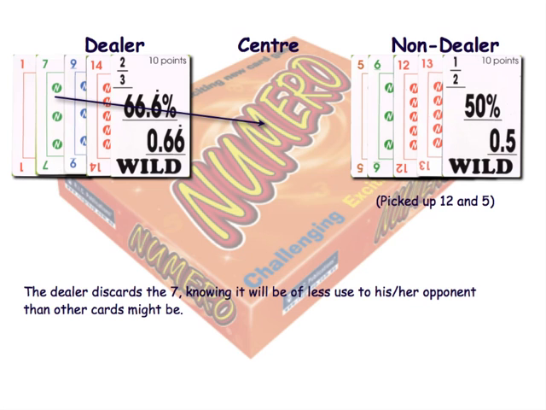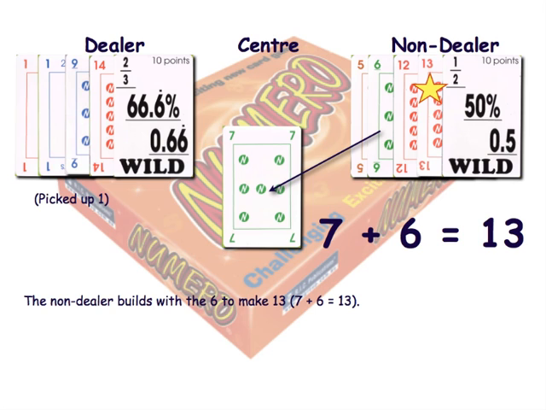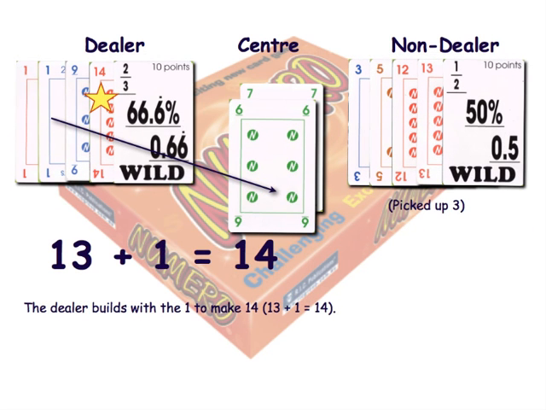The dealer discards their 7, knowing that it will be of less use to their opponent than the other cards might be. The non-dealer builds with their 6 to make 13. 7 plus 6 equals 13. The dealer builds with their 1 to make 14. 13 plus 1 is 14.